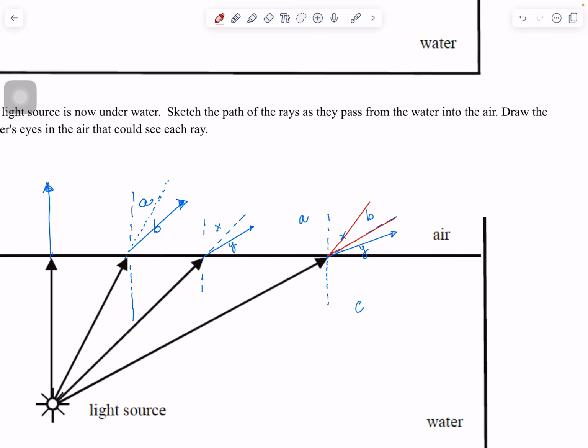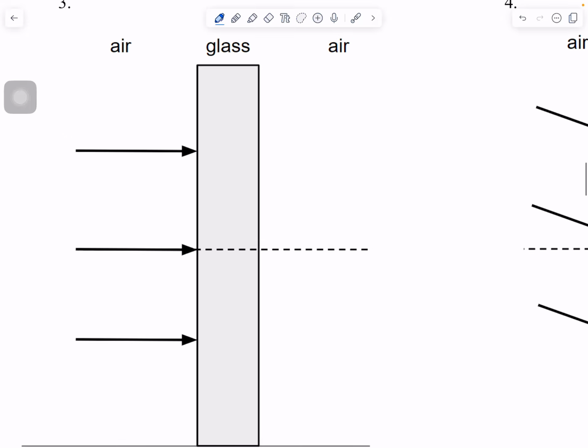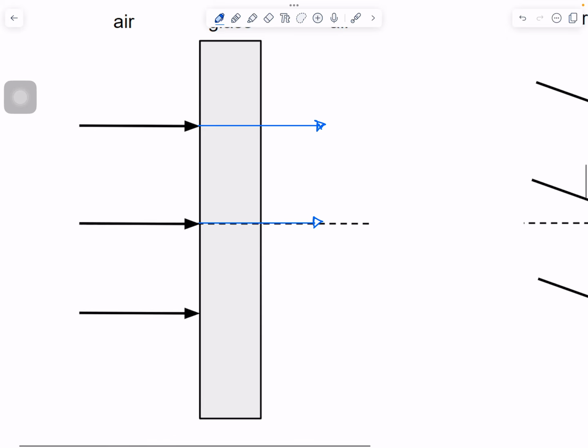Okay, next one. Qualitatively sketch the path of light rays as they go into the glass and then exit the glass. These are all making a 90-degree angle. So what do we know about the path of the light? What we know is that it's going to go straight through, straight 90 and then straight 90. So it's going to do that. Same thing here. The reason it's going to do that is because theta 1 is 0, and the sine of theta 1 is 0.